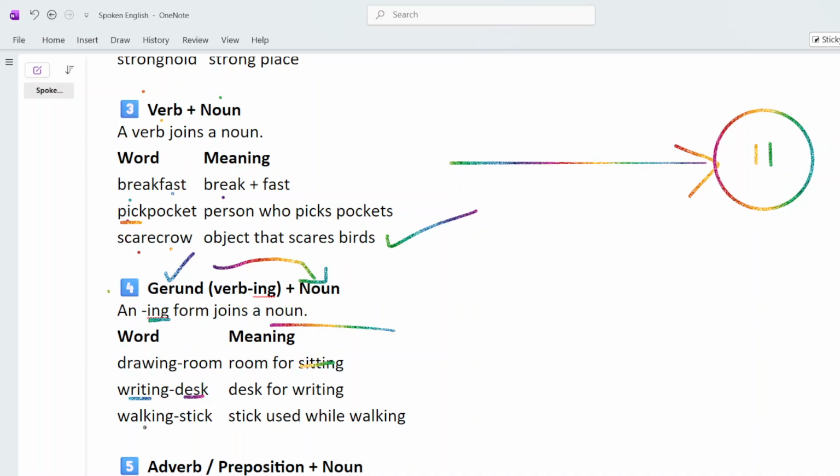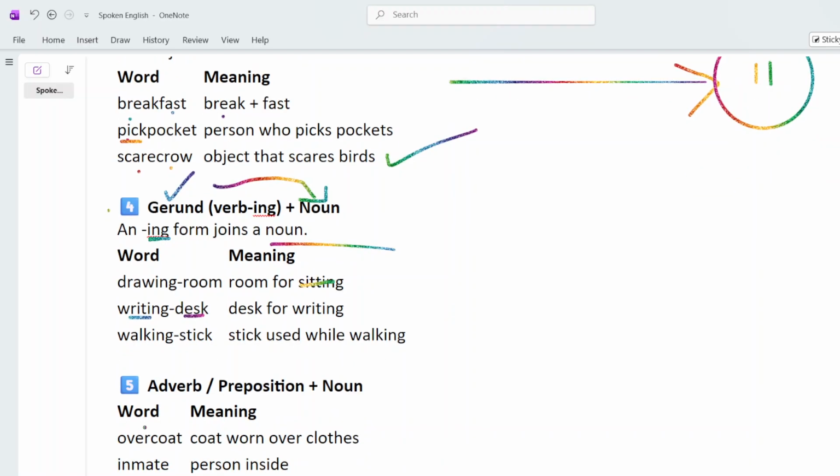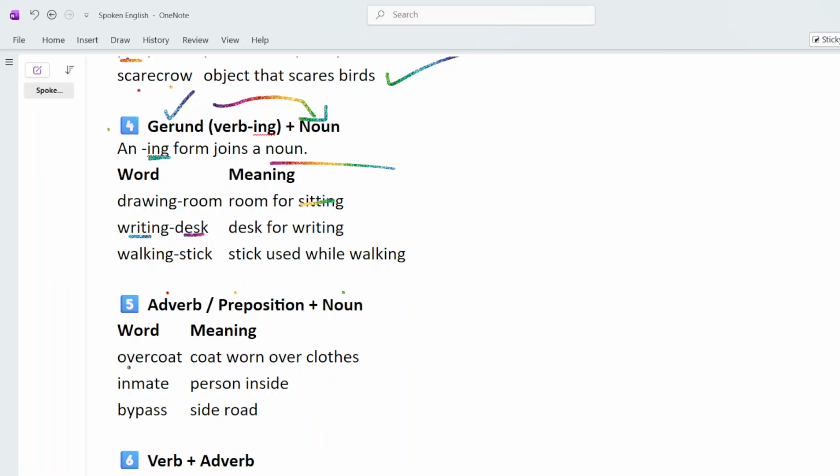These are ways to enhance and improve the way you speak, and daily use of these words makes a lot of difference. Go ahead and try to do that on a daily basis as well. Next, adverb or preposition plus a noun. We know what an adverb is, right? And we know what a preposition is, correct? An adverb accentuates the action word. A preposition shows where, or the position of the particular noun. Let's look at some examples for this as well.